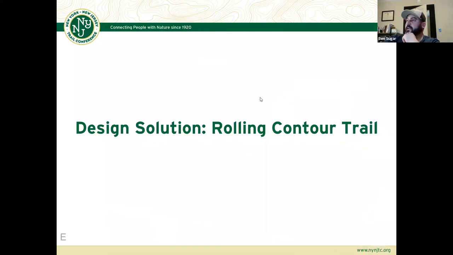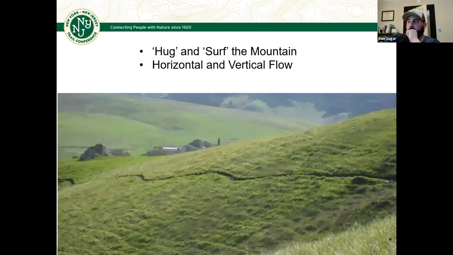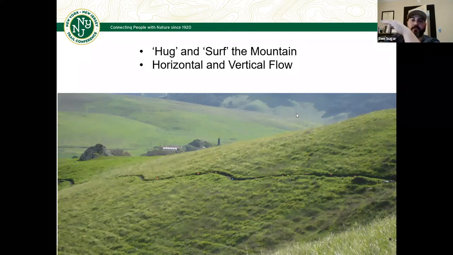So based on that, we get into the preferred design and layout solution, which is a rolling contour trail. It involves traversing slopes rather than climbing them directly and attacking them straight up and down. And it has horizontal and vertical flow, lots of meandering, changes of direction in order to facilitate crests and dips that will allow for drainage.